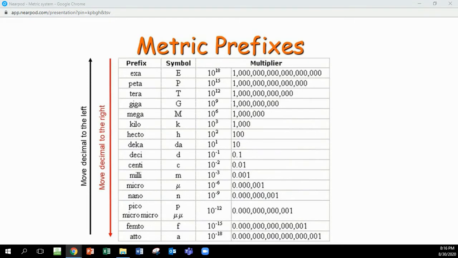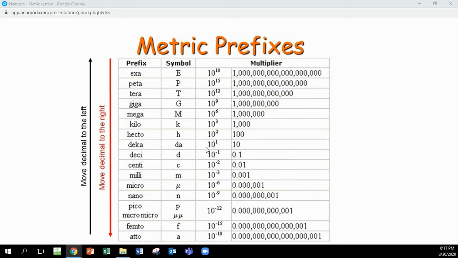Okay, going back to the same slide, there's something I want you to notice. I want you to notice the pattern for the multiplier that these metric prefixes have. Let's look at deci. Deci is 1 times 10 to the minus 1, or 0.1. If you go down to centi, it's times 10 to the minus 2, or 0.01. You go to milli, it's times 10 to the minus 3. So it went minus 1, minus 2, minus 3. Then it goes minus 6, minus 9, minus 12, minus 15, minus 18.